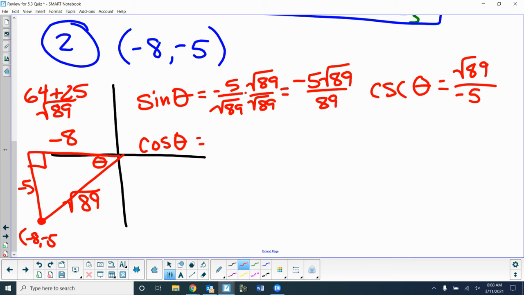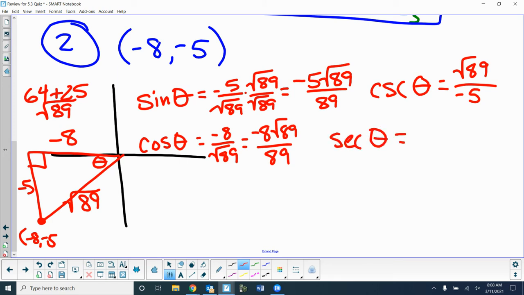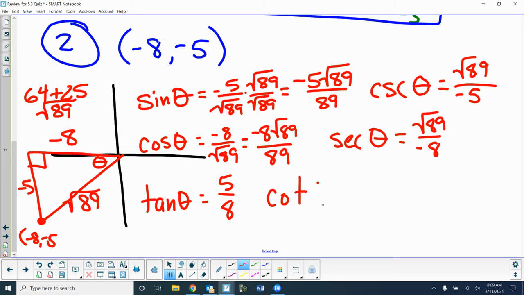Adjacent, -8 over the square root of 89. When you rationalize it, -8 times the square root of 89 over 89. Secant, flip the original, radical 89 over -8. Tangent, TOA, opposite, -5 over adjacent, -8. Two negatives make it positive. Cotangent, 8 over 5. Again, two negatives make it positive.